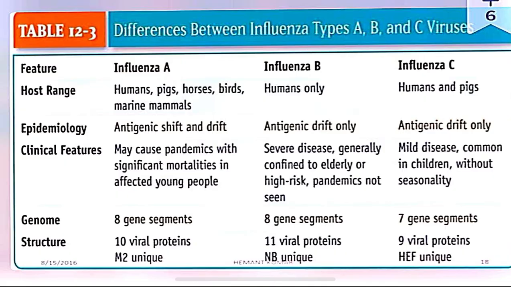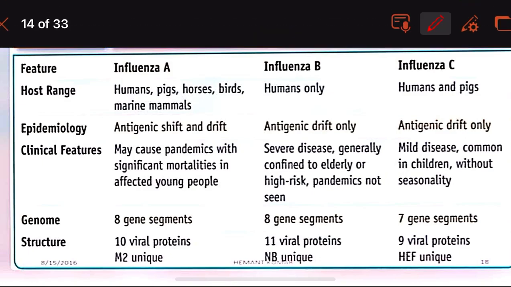Regarding epidemiology, influenza A is subjected to antigenic shift and antigenic drift. What is shift? Shift is when there is a sudden, major change. Drift is when the antigenic change or variation is very gradual over a long period of time. Influenza A is subjected to antigenic shift as well as drift. Influenza B has antigenic drift only. C also has drift only.